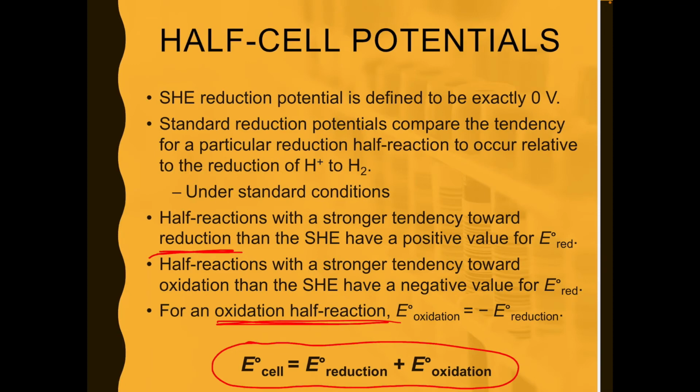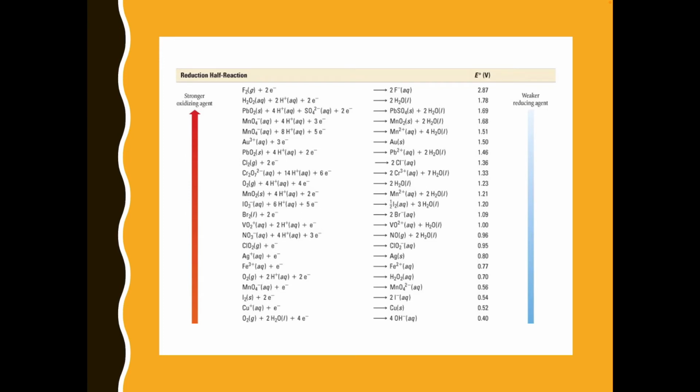Okay, and remember though, our oxidation potential is going to be the negative of the reduction potential for that reaction. Okay, so reduction plus oxidation will give us E0 of the cell. So let's look at these.